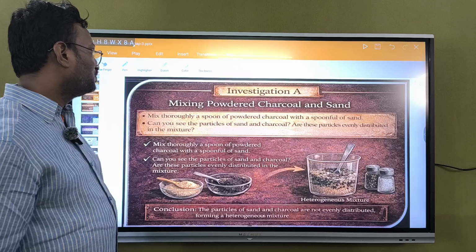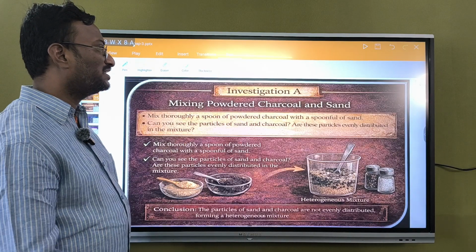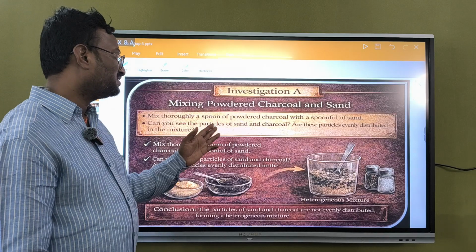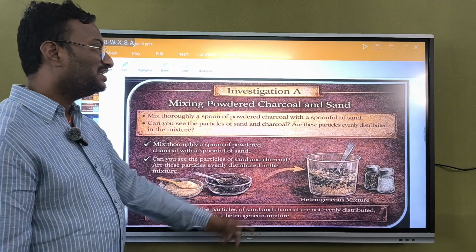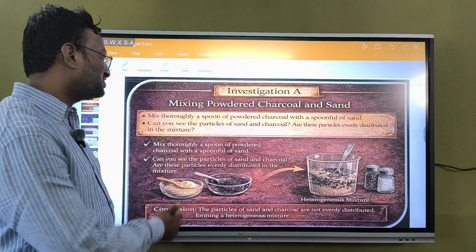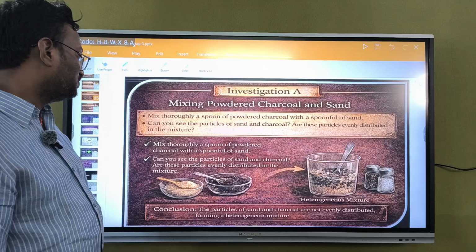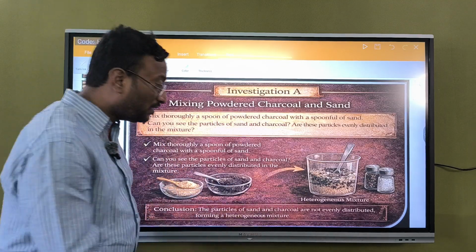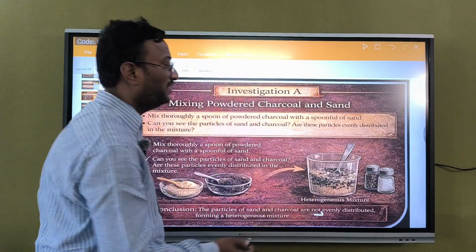Powder charcoal. Mix thoroughly a spoon of powder charcoal and a spoonful of sand. Can you see the particles of sand and charcoal? Are these particles evenly distributed in the mixture? So the conclusion is the particles of sand and charcoal are not evenly distributed in the mixture.